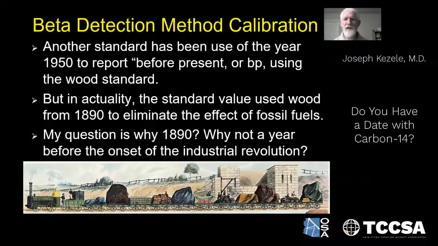Because the onset of the Industrial Revolution was around 1760, and the Industrial Revolution was pretty much complete by 1830. And that's why I put this picture of the railroad here, because the railroads made their debuts in 1830. Why they didn't pick an earlier year for the wood, I don't know.